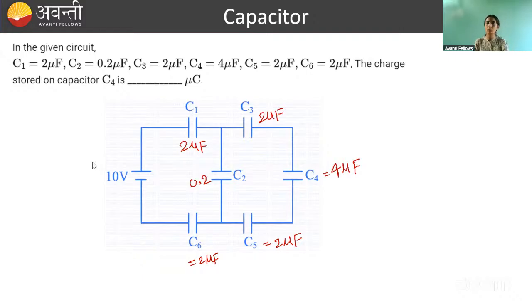First, you let me know C3, C4, C5 are in what? Series or parallel? First, you need to calculate C equivalent. If you are able to calculate C equivalent, then you can calculate total charge on all the capacitors. Okay. So first our target should be to calculate C equivalent. Now you tell me, here C3, C4, C5 are in what? Are they in series or parallel? What do you say?